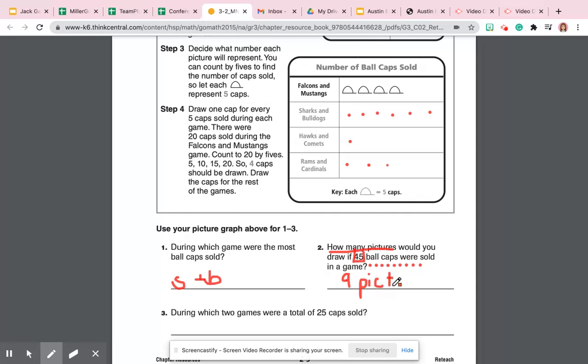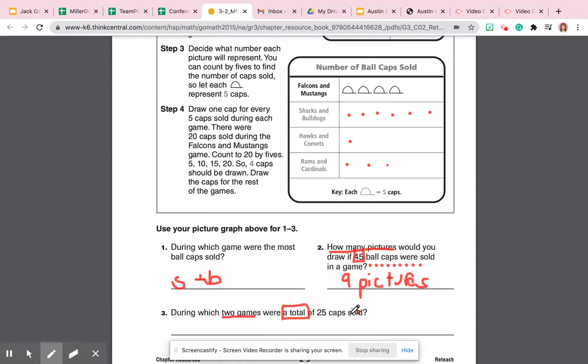This is why Miss Miller doesn't write on her computer, because it's super messy. But I'm just going to try my best to write 9 pictures. All right? And question 3. During which 2 games, oh, this is a tricky one. During which 2 games were a total, we know that total means addition, number of 25 caps sold. So we need to say which 2 games we can get to the number 25.